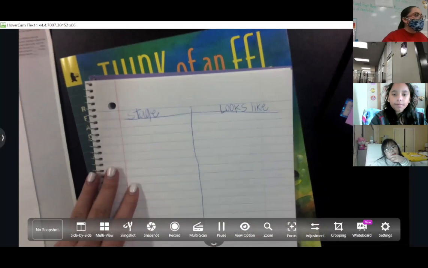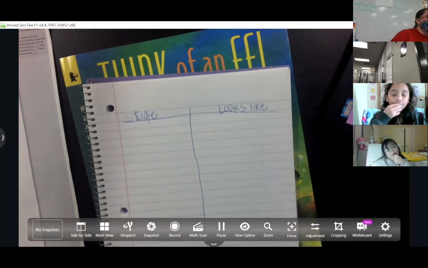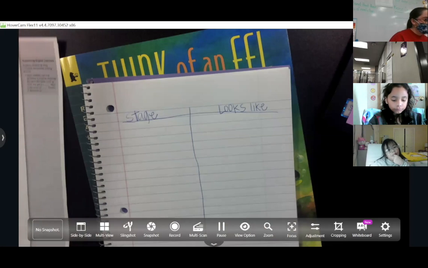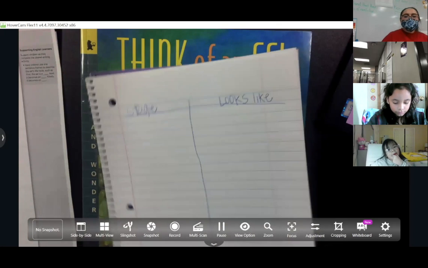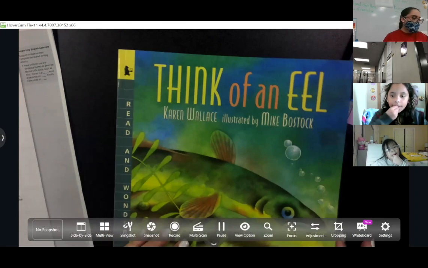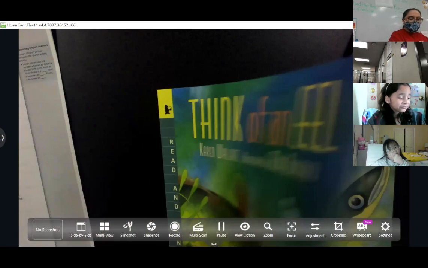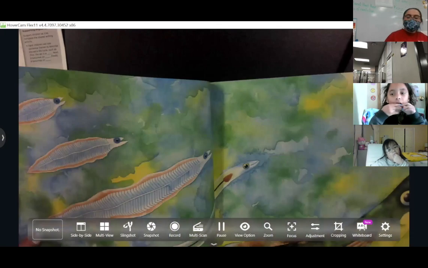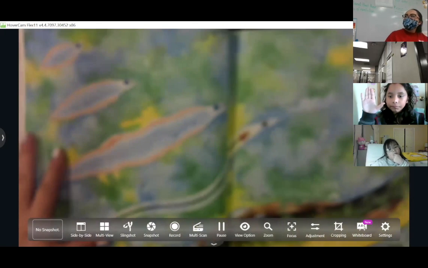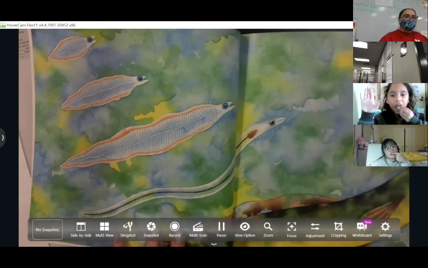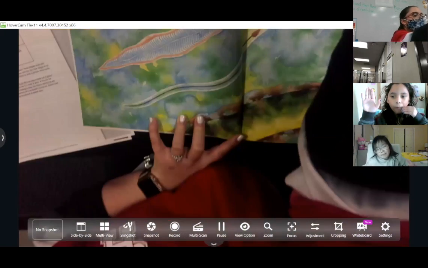Okay, friends. Class. Eyes on me, please. I want to talk about this. So let's talk about how it began. The life cycle of an eel. What did it look like in the very beginning? Let's look at these pictures. What did it look like in the very beginning?